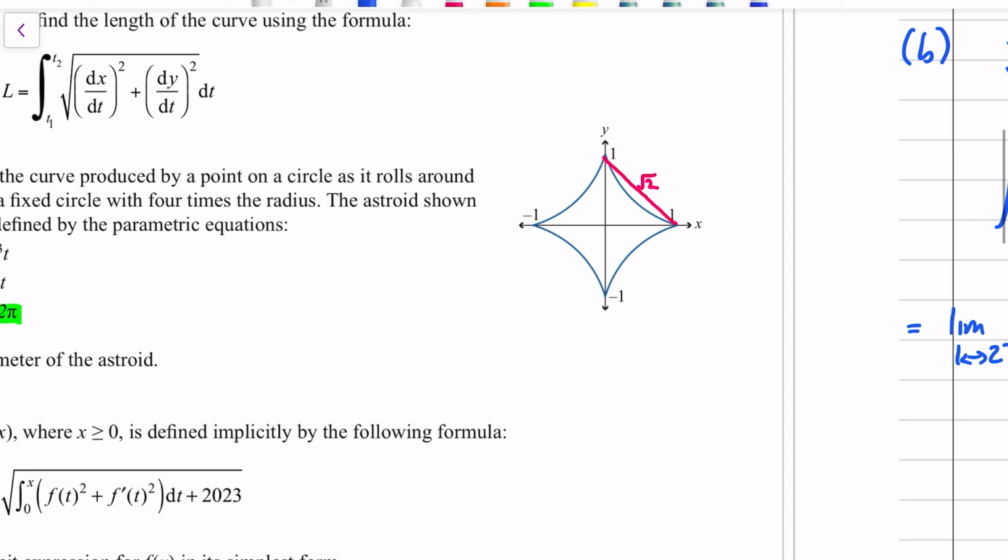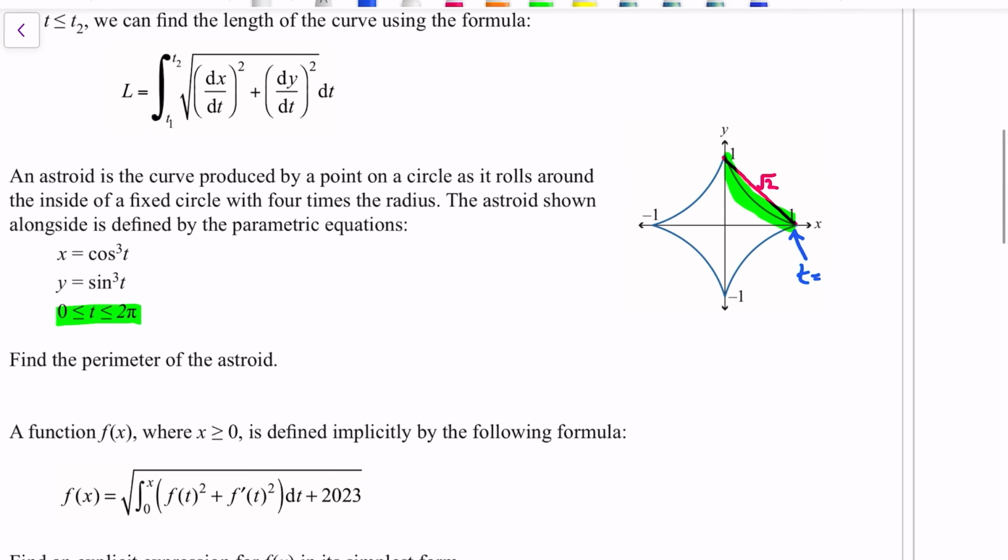If we go up into the first quadrant here, both cosine and sine are positive. So when we multiply them together, we get a positive number. And what you need to realize is that this is t is equal to, what is it equal to? t is equal to 0. And this dude here is t is equal to pi over 2.